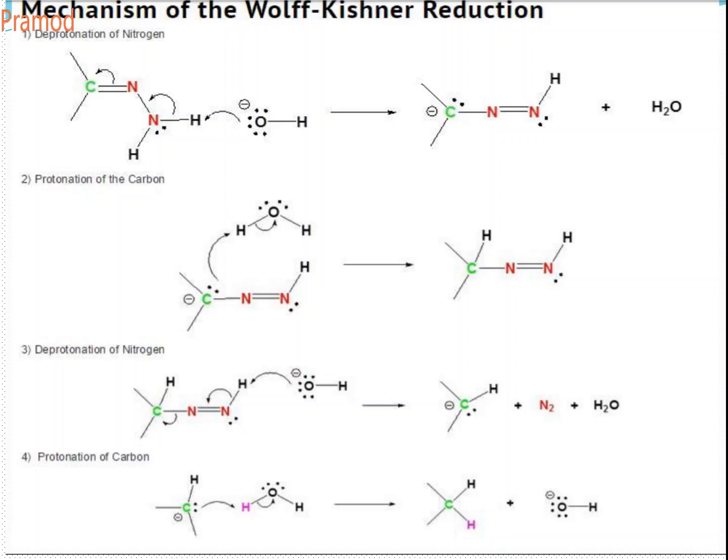Okay, so the difference between the Wolff-Kishner reduction and the Clemmensen reduction is that the Clemmensen reduction takes place in an acidic medium, whereas the Wolff-Kishner reaction takes place in a basic medium. It requires a basic medium to react. Okay, so these are the three reduction reactions. So now let's go for the next.